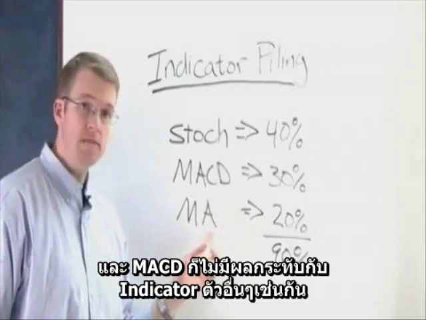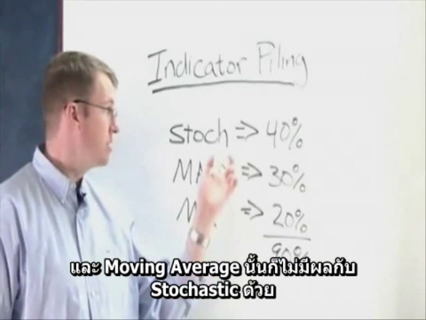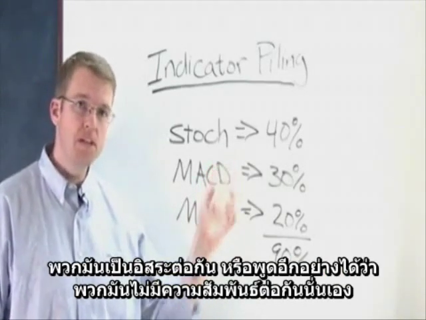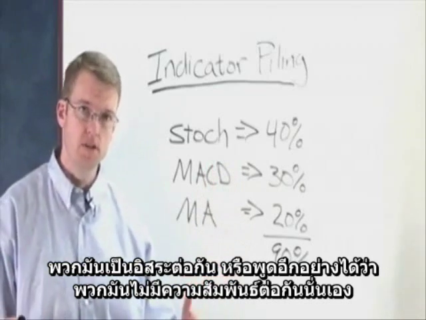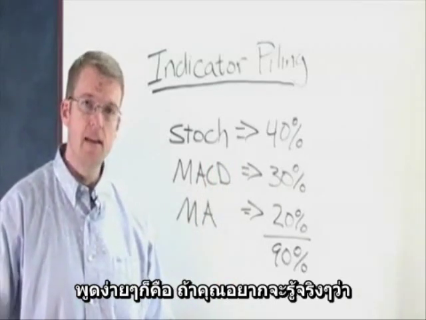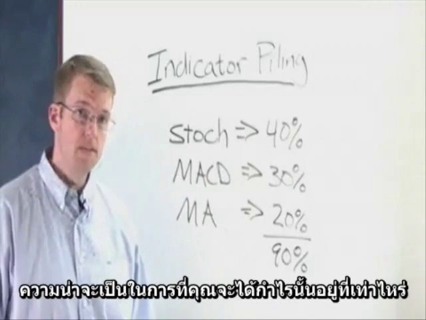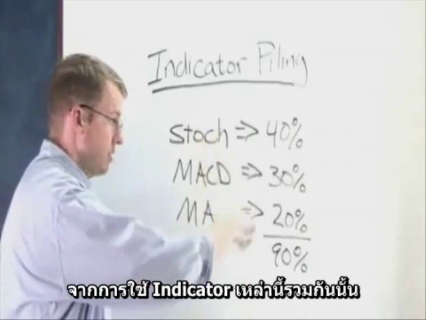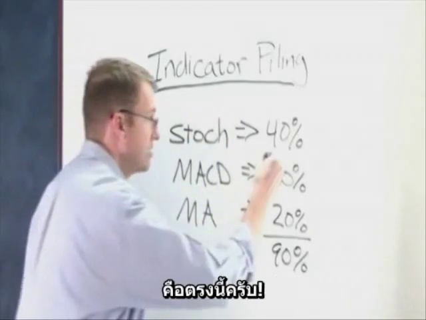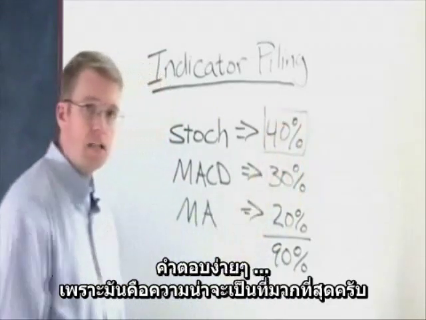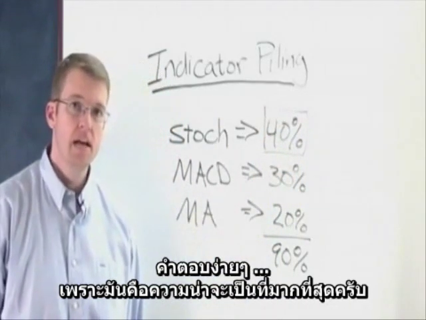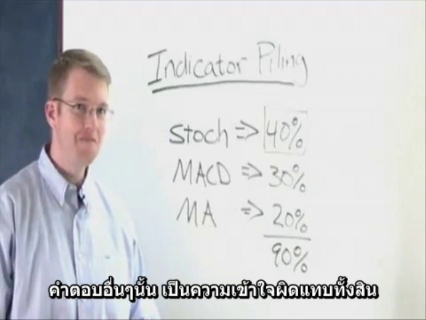The MACD has no influence over the moving average. The moving average has no influence over stochastics. They're completely independent. They have no covariance, as you would say, which is a fancy way of saying that if you really want to know what your probability of a successful outcome is going to be out of a combination of these three indicators, it's just the highest probability. It's a really easy answer. Everything else is just kind of fluff.